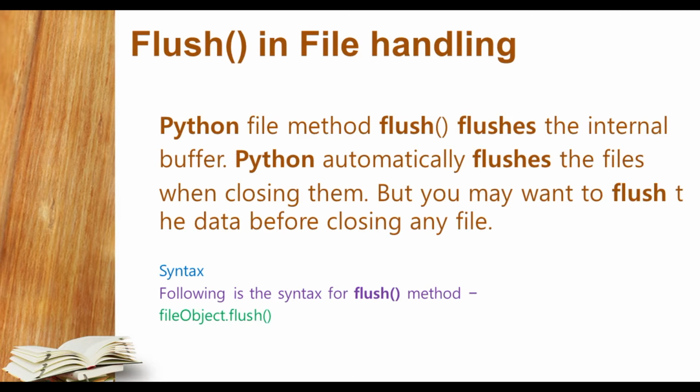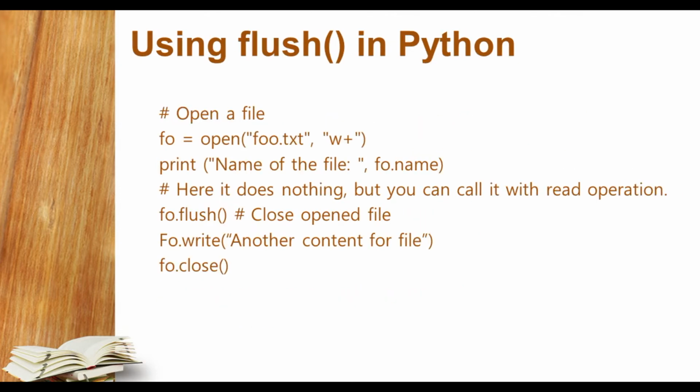We can use it with the help of the following example or syntax, that is file object, usually fo, then dot flush, using the flush method in Python. This example will show you how to use the flush method. First of all, we have created a file, foo.txt, with write plus mode, that is write and read mode. We have printed the name of the file to the console, and then we have flushed the buffer with the help of the flush method. Then we have written another content to the file and fo.close.